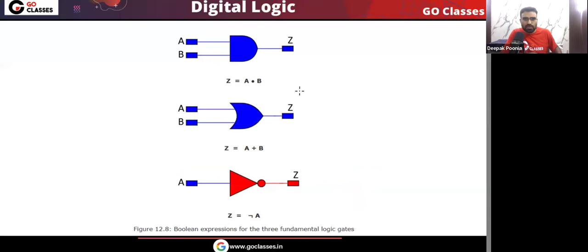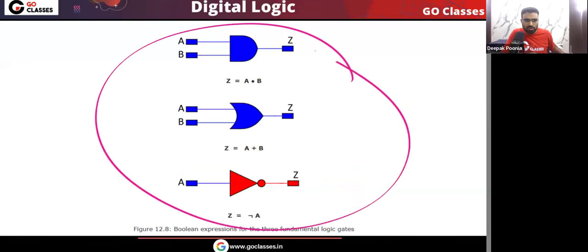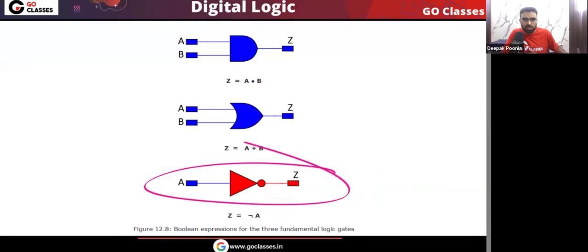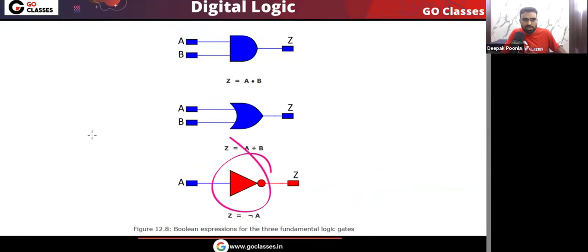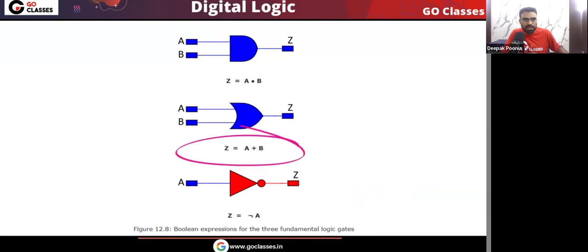We have already seen all the standard logic gates. You can see this is the NOT gate, the inverter. In the inverter, if the input is A, then the output will be A bar. So here Z will be equal to A bar. This is the OR gate. If the inputs are A comma B, then the output will be A or B. This is the AND gate. If the inputs are A comma B, then the output will be A and B.